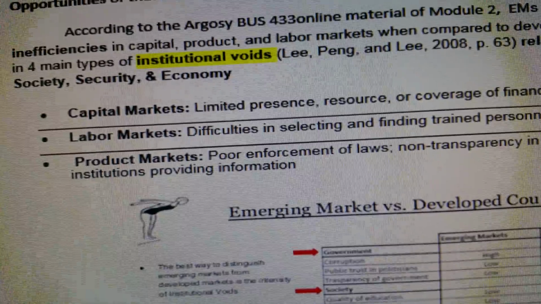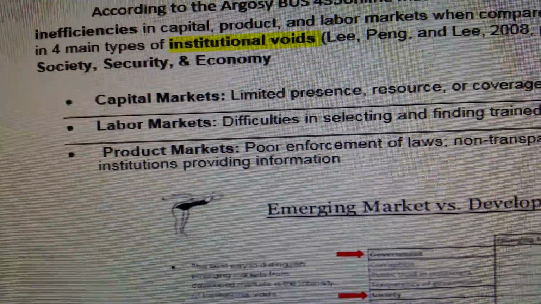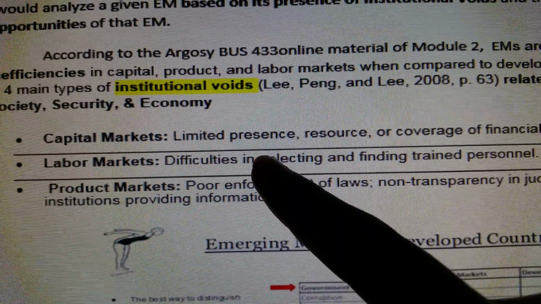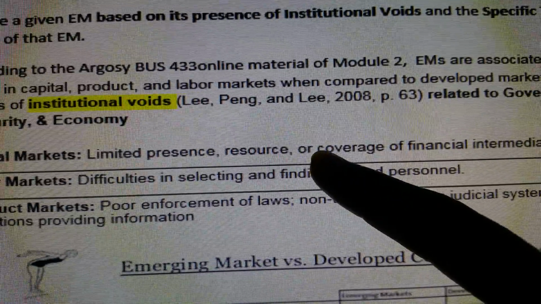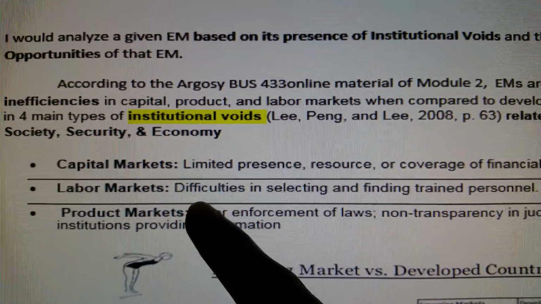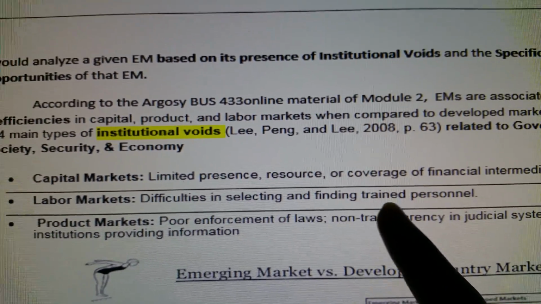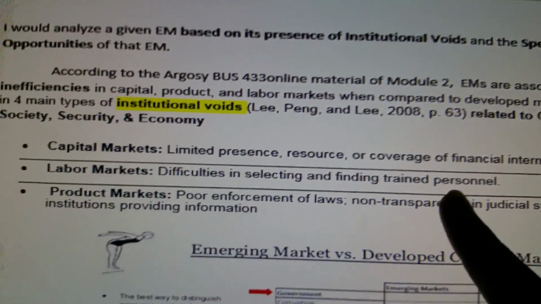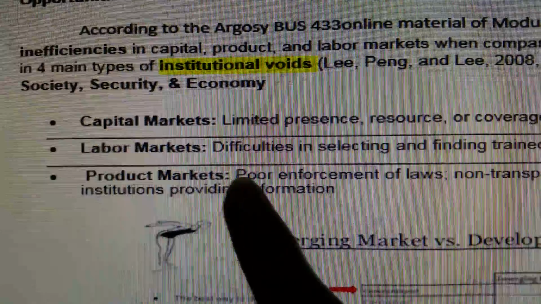Can you read capital markets, student? Yes. Capital markets. Sure. Limited presence, resource, or coverage of financial intermediaries. Okay, labor markets, what's that? Difficulties in selecting and finding trained personnel. Trained personnel, this is something important. Skilled labor or not.